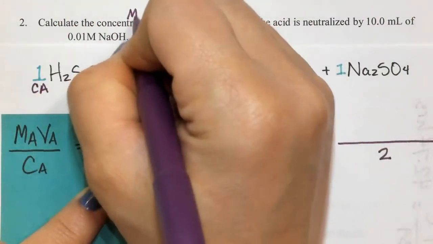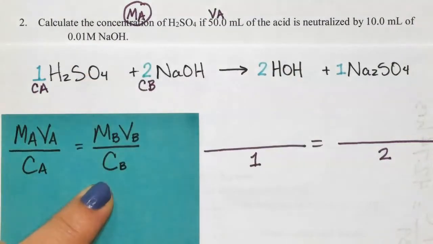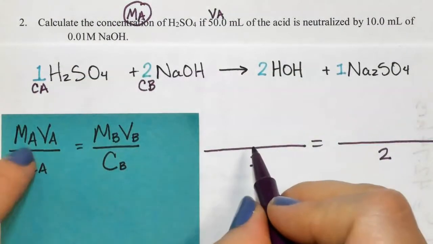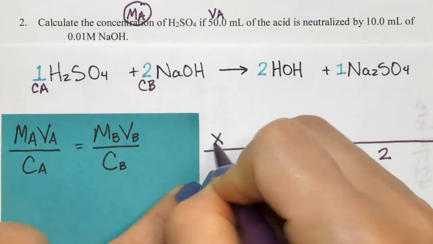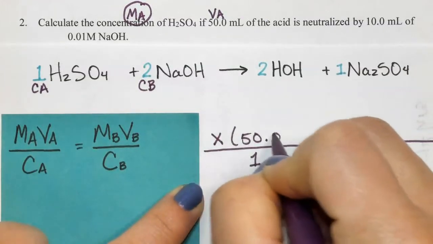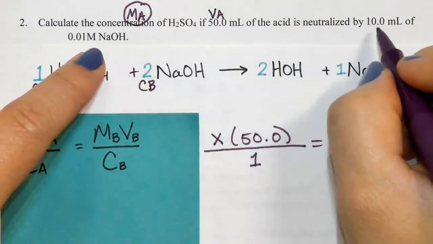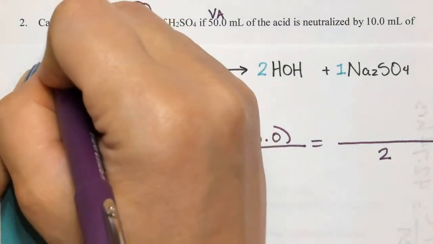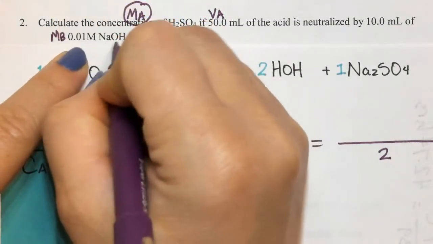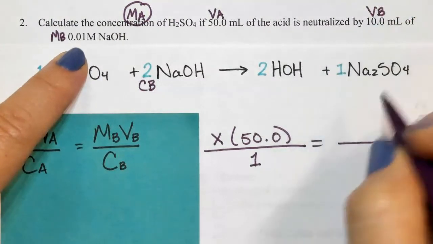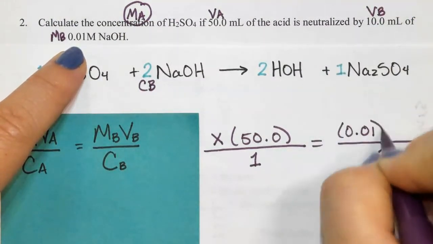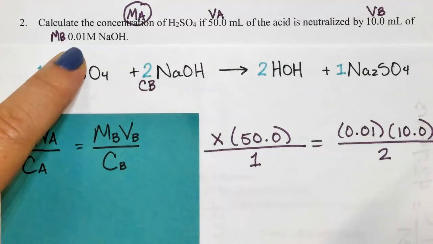Calculate the concentration of my acid, so what is the molarity? And so that's going to go here, MAVA, right? That's going to be X times 50.0. And then as I continue to read my information of the base, this is the molarity of my base, sodium hydroxide, this is the volume of my base. So this is going to go 0.01 times 10.0.